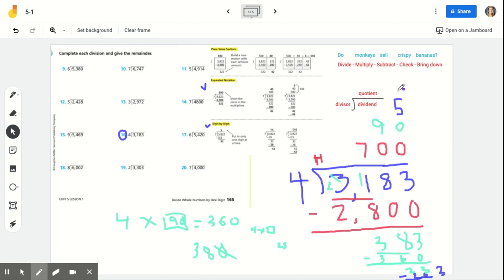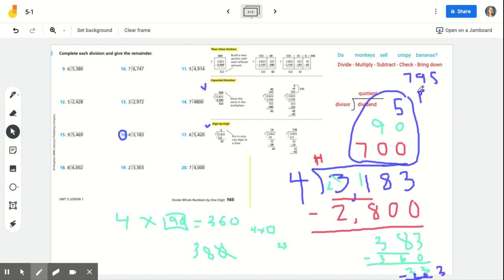Our next step, to get our quotient, we have 700, 90, and 5. We have to add all 3 of these together. These are our partial quotients, and we could do this mentally. 7 is going to be in our 100 spot. 9 is going to be in our tens. 5 is going to be in our ones to make the number 795.